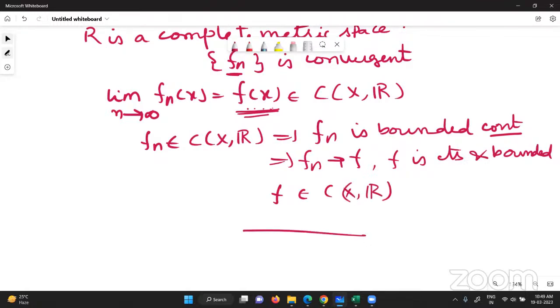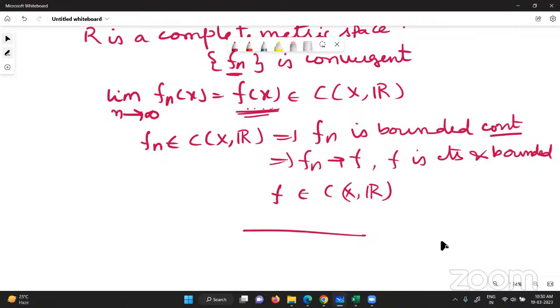You end like this, no need to write all this. If you want to prove F is bounded, you can write that F is continuous and every continuous function is bounded. So hence F is also bounded. In this way, you have to write that C(X,R) is complete.